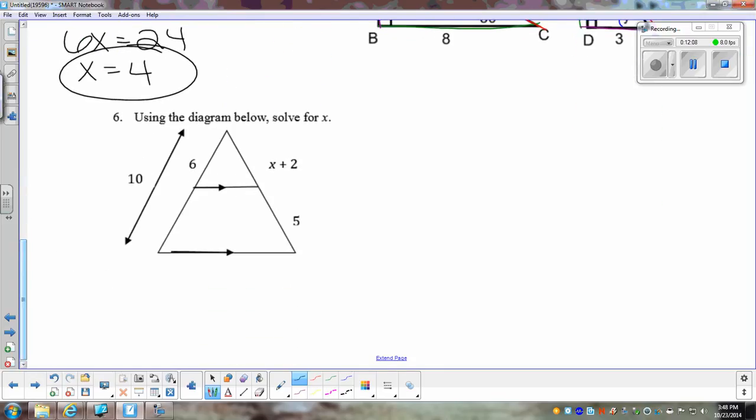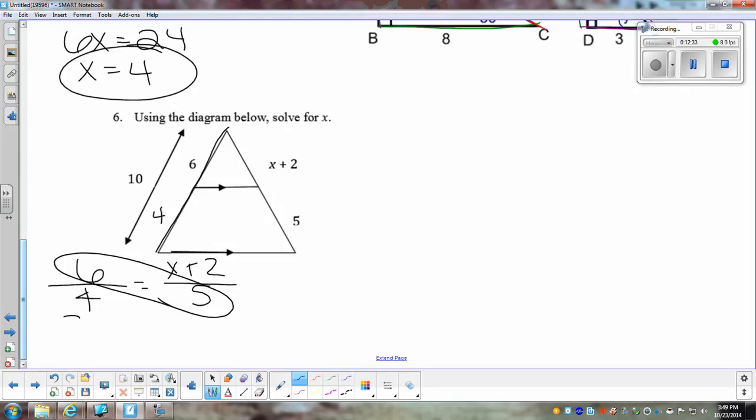Using the diagram below, solve for x. Okay, so I'm going to use my little pieces. Because I know this whole entire side is 10, this piece is 6, and this piece is 4. So I have two options from here. I can use my proportional parts that tells me that 6 over 4 is equal to (x plus 2) over 5, and cross multiply, so I'd get 30 equals 4 times (x plus 2), divide by 4.